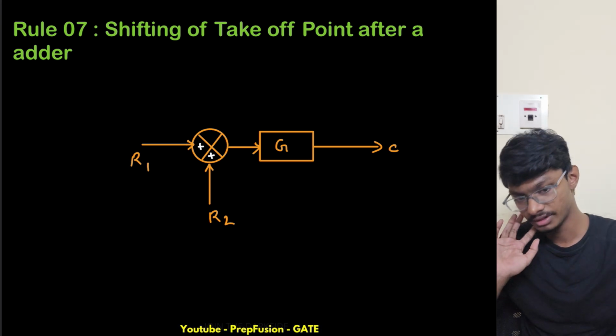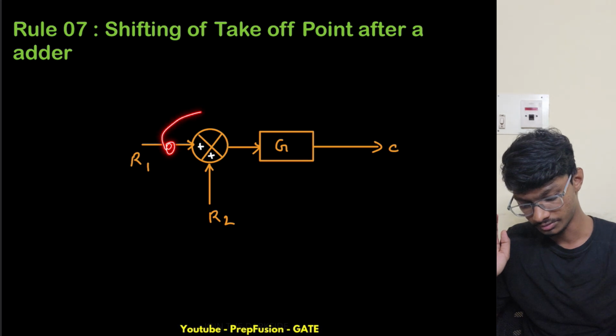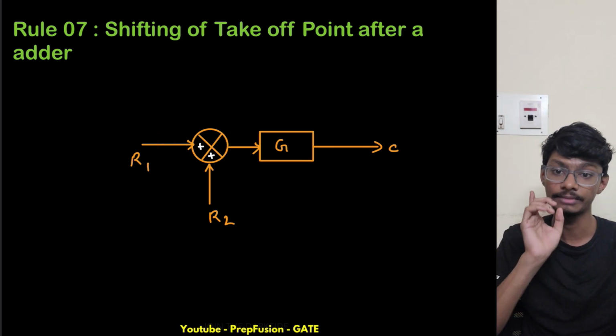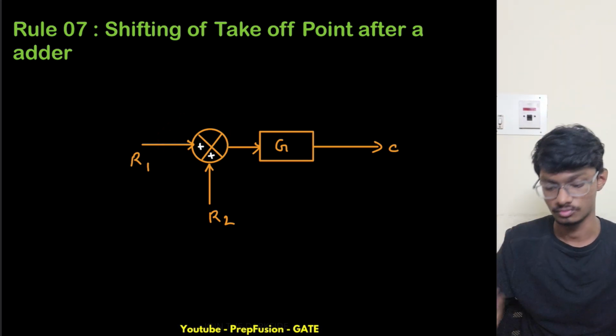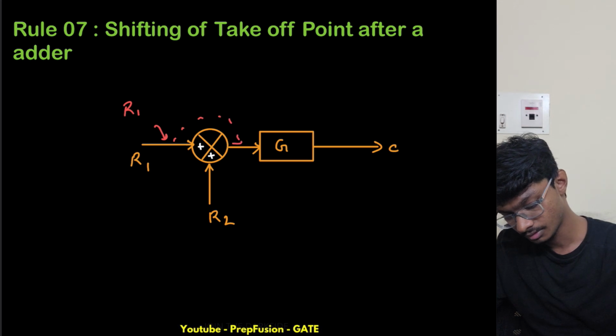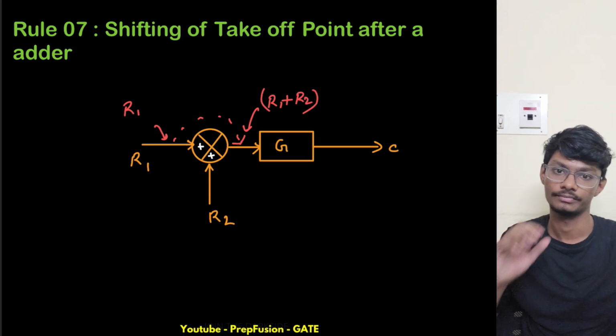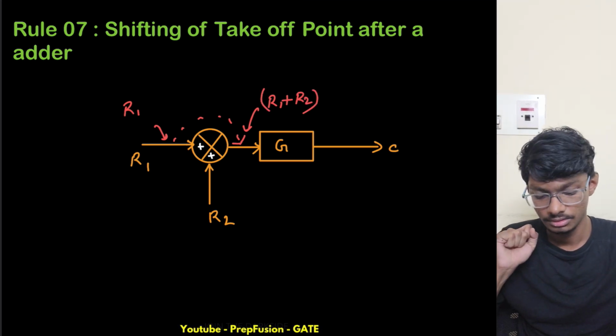Now, shifting of takeoff point after the adder. So we have the takeoff point here, and we have to shift it here only. This time, you guess what we need to do. Here we have the output R1 and we want to shift it to here, okay. So what is the output here? It is R1 plus R2, okay.